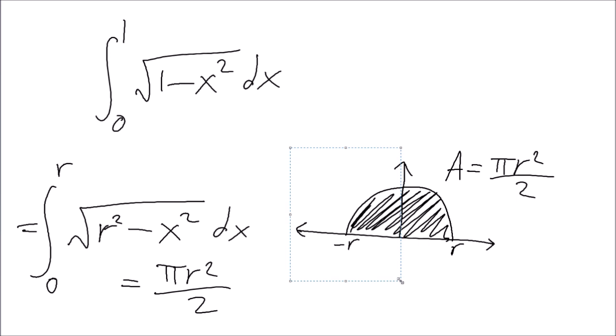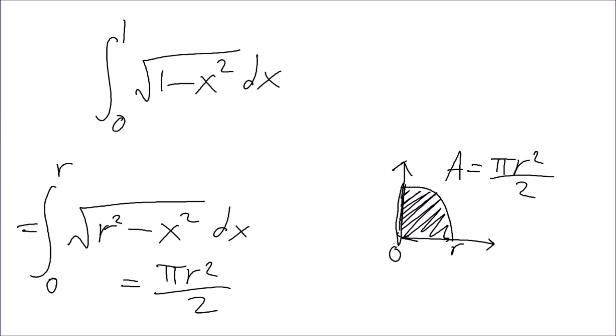R0 will just be cut off here, right? So then the domain here is 0. Then this area, what will this area be? It's just 1/4 of a circle. This is pi r squared divided by 4.